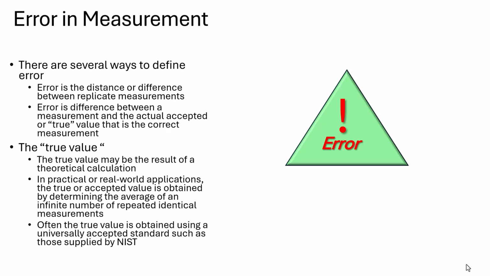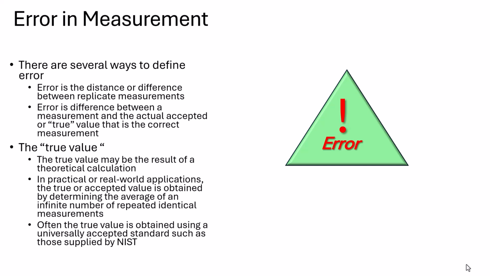The other way that we'll define error, which we'll go into in more detail on the next page, is the difference between a measurement and the actual accepted or true value, the correct measurement. The second definition implies that we need to know what the actual or true value is. In the first example, maybe we're making a set of measurements for the first time. We don't know what the true value is, but we want some way to estimate the acceptable amount of error.